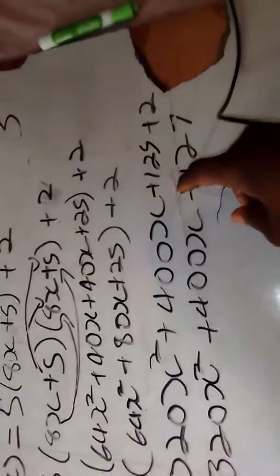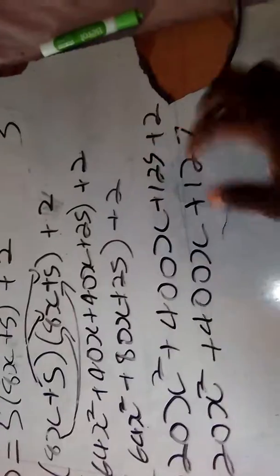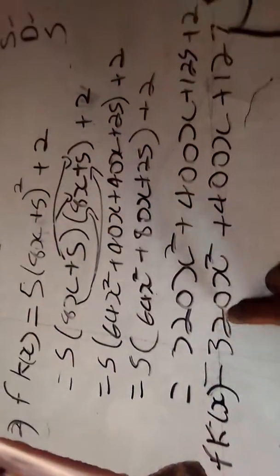Then we simplify. This one can't be added to anything else. 125 plus the 2, we can add and we get 127. So f of k of x is equal to 320x squared plus 400x plus 127.